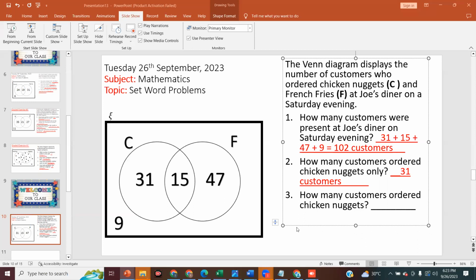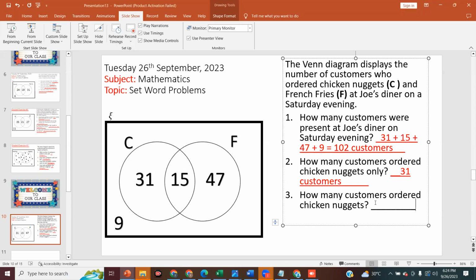Okay, Mr. Petit, watch your good student show you how it's done, right? Mr. Petit, this is why I put 46. As you can see for number 2, it says chicken nuggets only would be 31. It just says how many customers ordered chicken nuggets. So you would add that 31 to that 15, which gives you 46, which tells you how many customers ordered chicken nuggets.